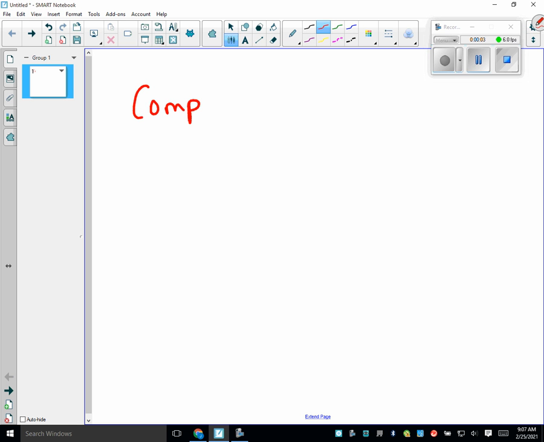Composite functions. There are two different ways to write composite functions. This is the first way. This says f of g of x.